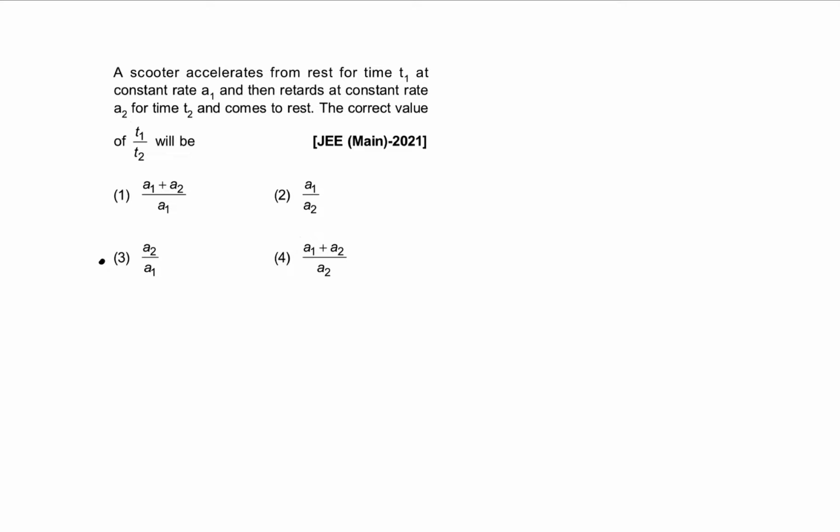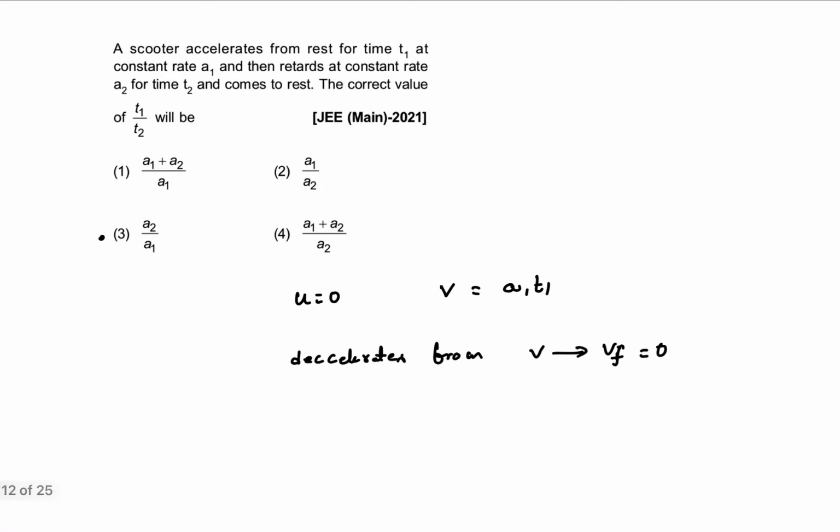Okay. Next one, a scooter accelerates from rest for time t1 at constant rate. Accelerate from rest means u is equal to 0. So I can write the velocity is equal to some acceleration a1 into t1. Next it is decelerating. So it decelerates from v to final velocity 0. In this case, we can write it as v is equal to a2 into t2.